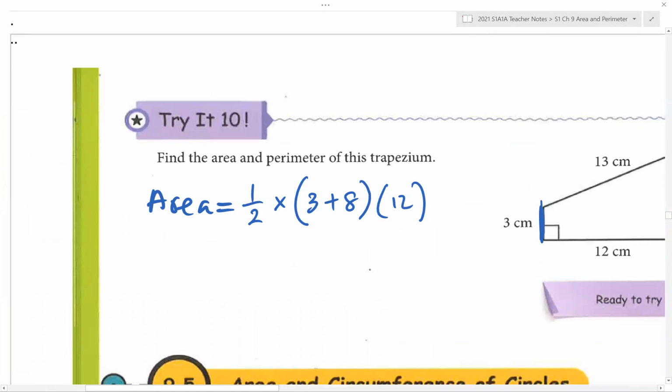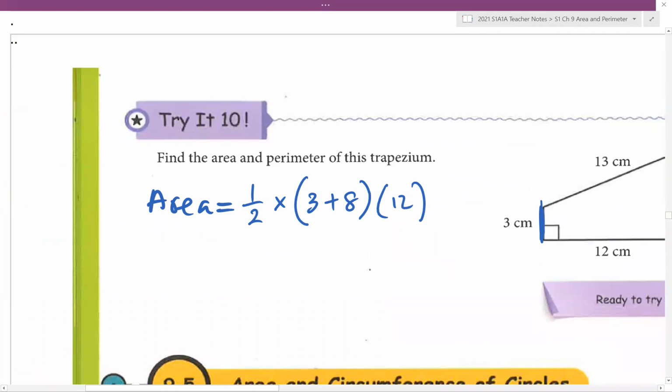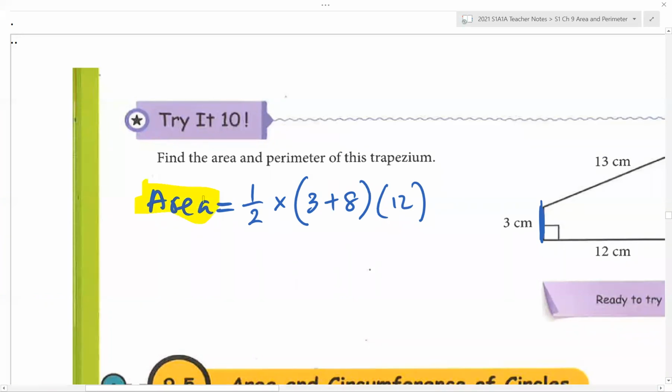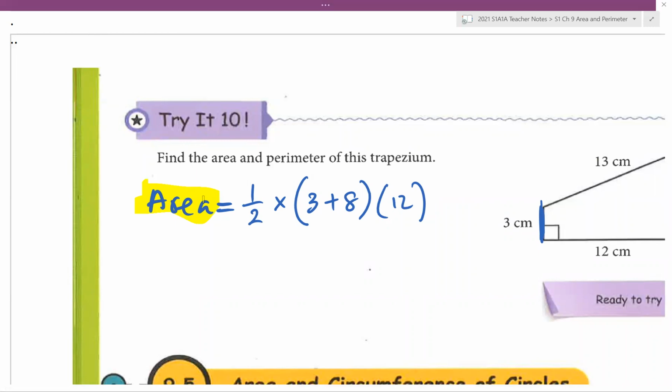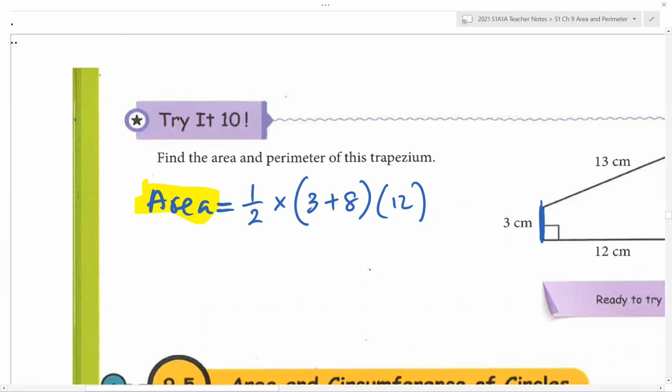Now look at all your work. Did you write this word? Did you write area? Not everybody did. If you did not, write it down now. So this will give us a value of 6 times 11, which is 66 square centimeters. Okay, you can use your calculator for this.